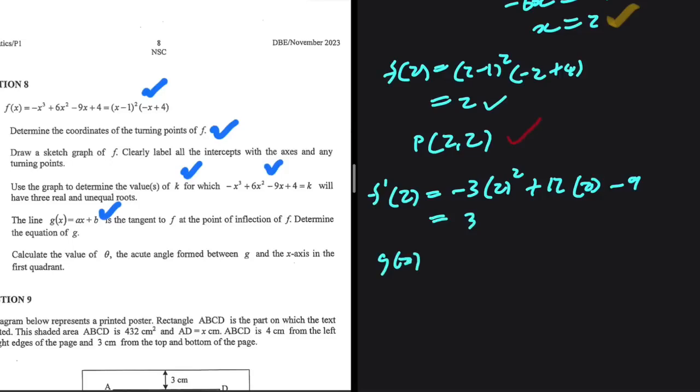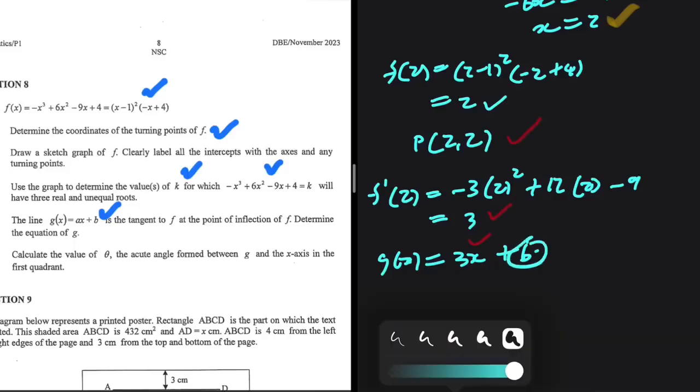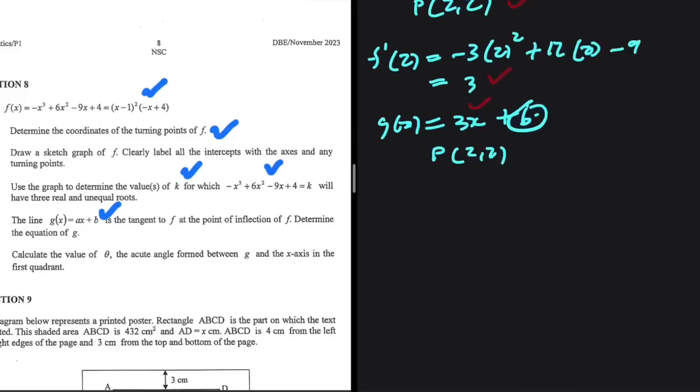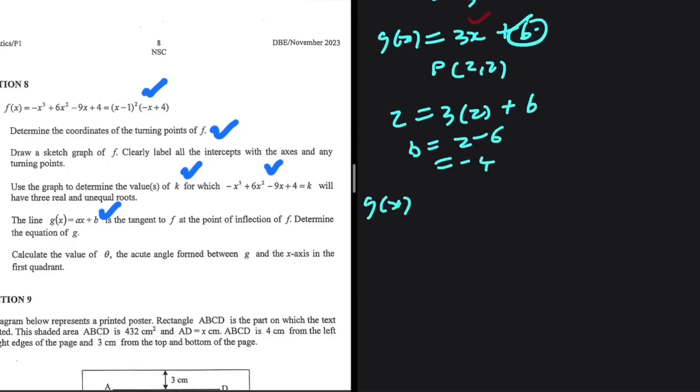So g of x is equal to 3x plus b. We have the gradient at our point of inflection. In order to find b, we need to substitute our point of inflection with coordinates 2 and 2. If we do that, we're going to have 2 equal to 3 multiplied by 2 plus b. b will be equal to 2 minus 6, which is equal to minus 4. So g of x will be equal to 3x minus 4. This is the equation of g of x.